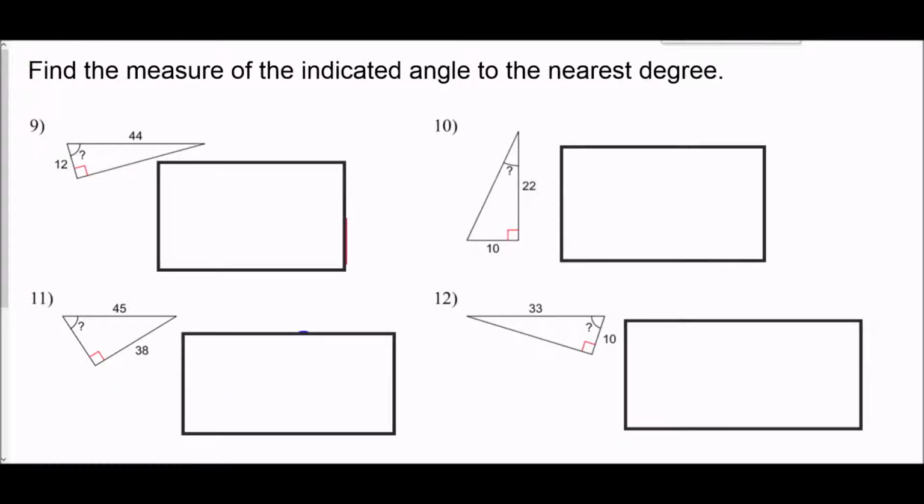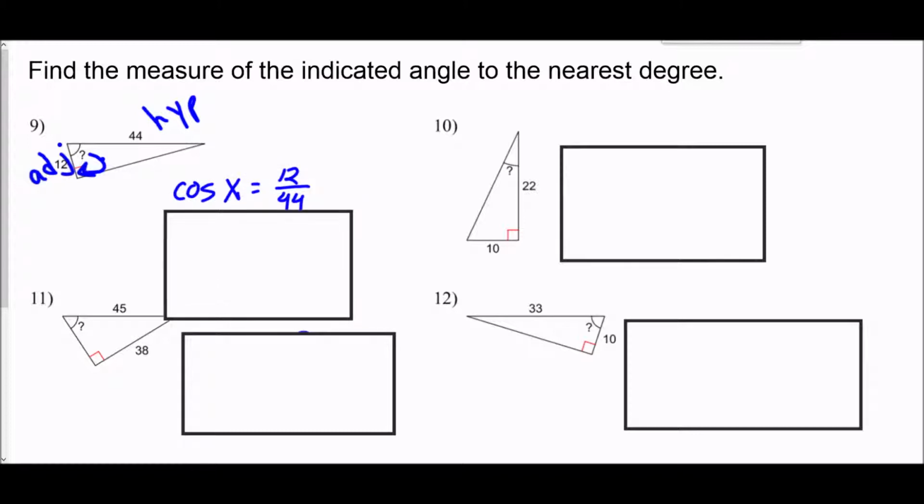So I have a bunch of examples here that we can do. Feel free to try them on your own if you want. I'm going to go over all 4 of them in just a moment. Each of these says find the measure of the indicated angle to the nearest degree. So if you look at the triangle for number 9, we have our angle, that's the question mark. The 12, that's the adjacent side. And the 44, that is your hypotenuse, because the 44 is opposite the right angle. So the trig ratio that we can write is that cosine of x, we'll call that missing angle x, is 12 over 44.